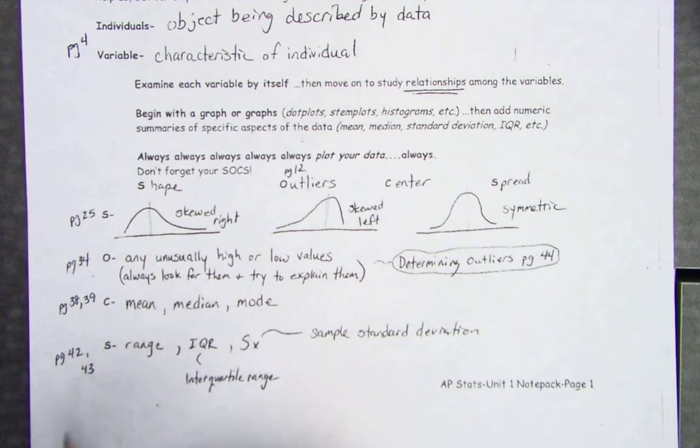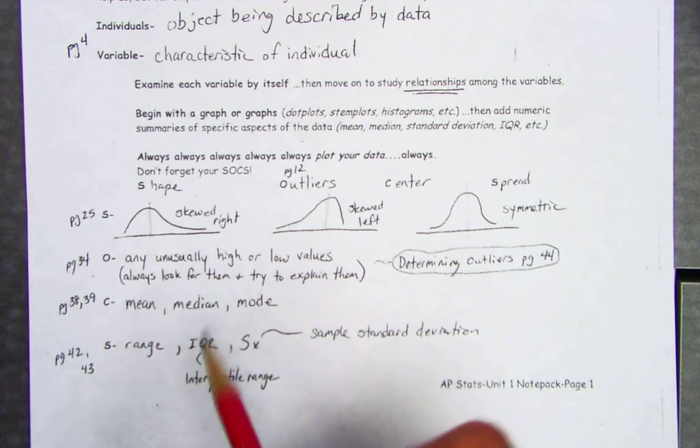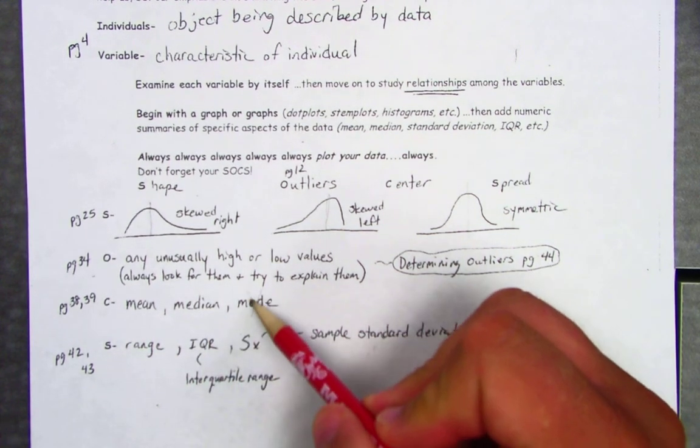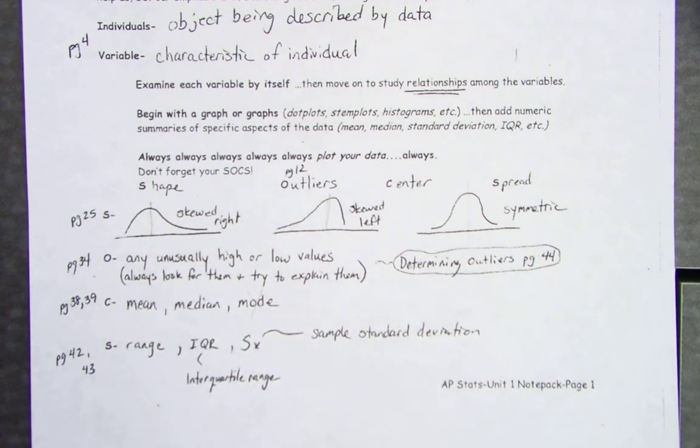Center. Measures of center are mean, median, and mode. Now, we won't often use mode, but mean and median we will use. Mean we'll use if it's roughly symmetric. Median we'll use if it's skewed left or skewed right.